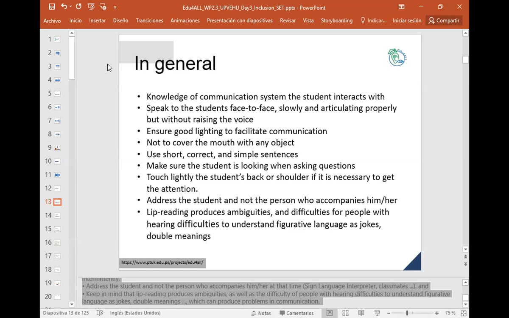And keep in mind that lip reading produces ambiguities, as well as the difficulty of people with hearing difficulties to understand figurative language as jokes, double meanings, which can produce problems in communication.